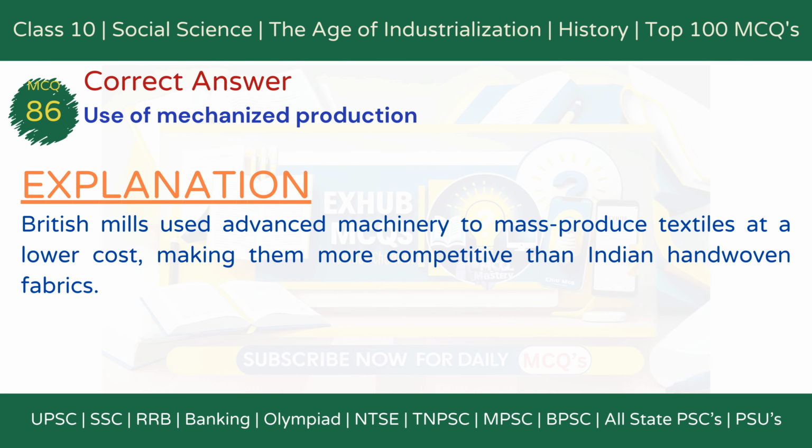The correct answer is option B. Use of mechanized production. Explanation. British mills used advanced machinery to mass-produce textiles at a lower cost, making them more competitive than Indian handwoven fabrics.